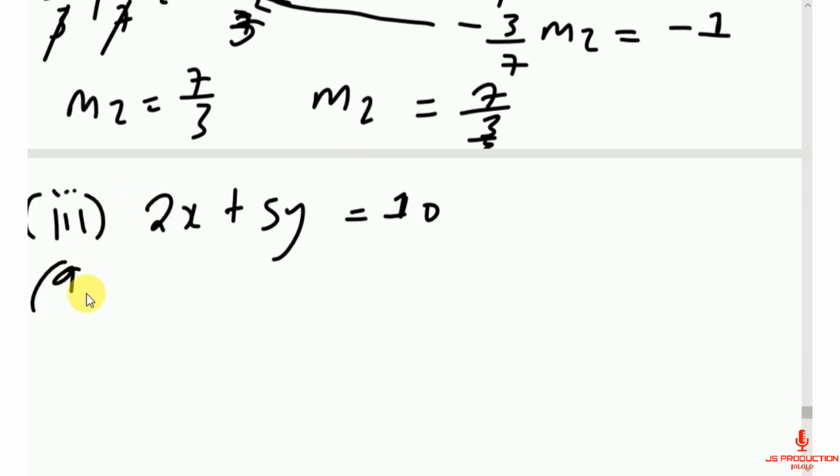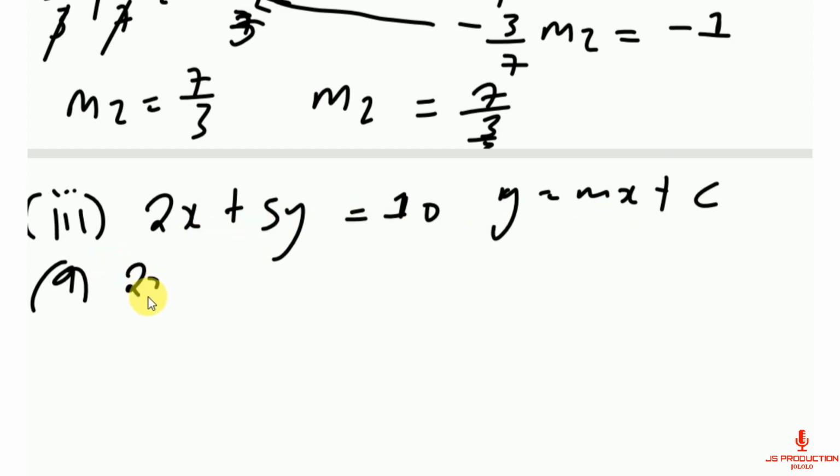So A, we are supposed to calculate the gradient of the parallel line. As you can see, this equation is not in our standard form. The standard form must be y is equal to mx plus c. So we're going to write down this equation in this form. We're going to say 2x plus 5y is equal to 10 there, and we can transfer 2x to the other side of the equation.